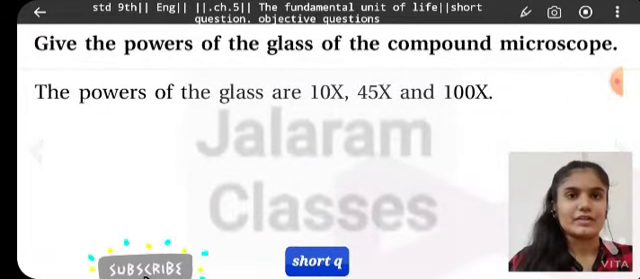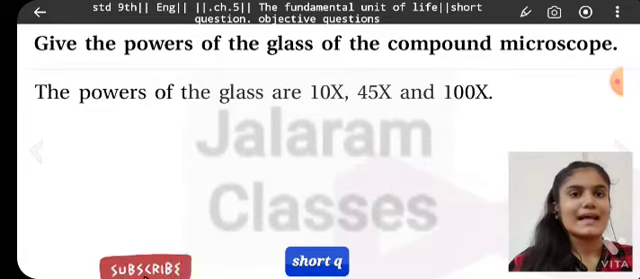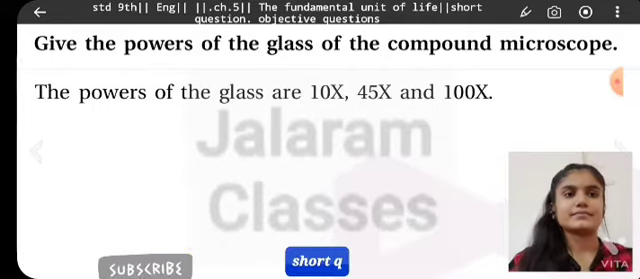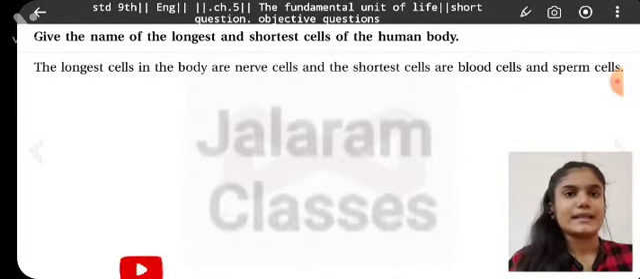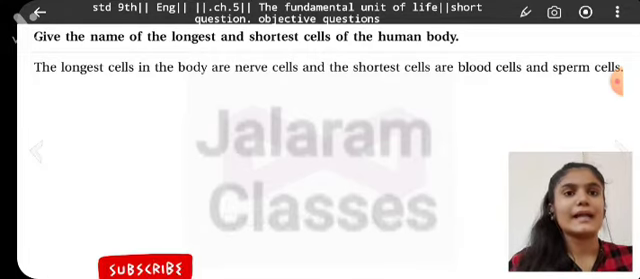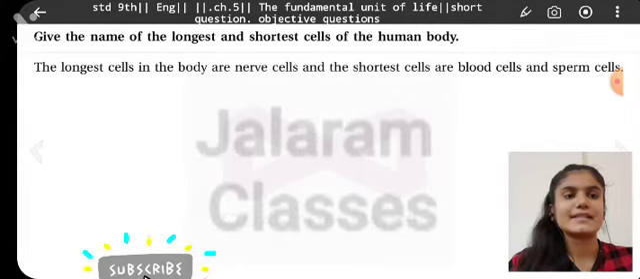Give the powers of the glass of the compound microscope. The powers of the glass are 10x, 45x and 100x. Give the name of the longest and shortest cells of the human body. The longest cells in the human body are nerve cells and the shortest cells are blood cells and sperm cells.